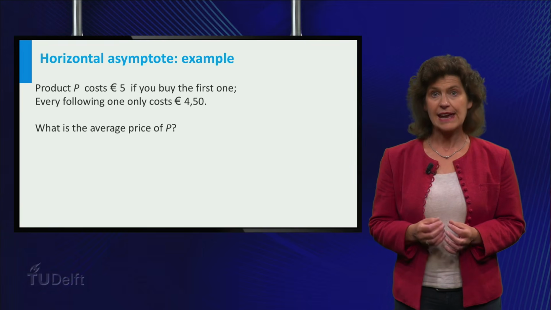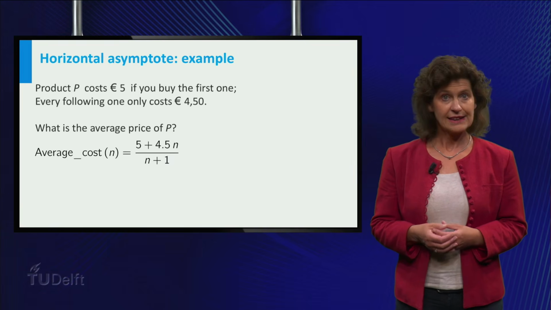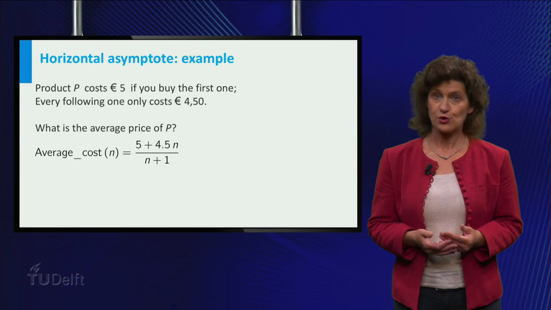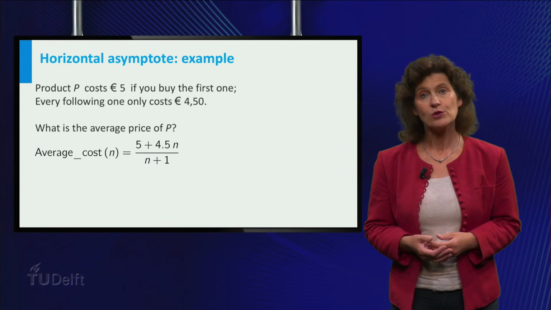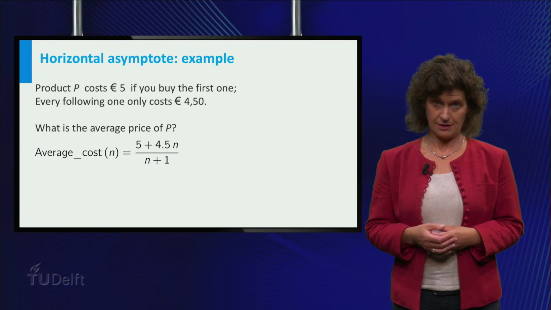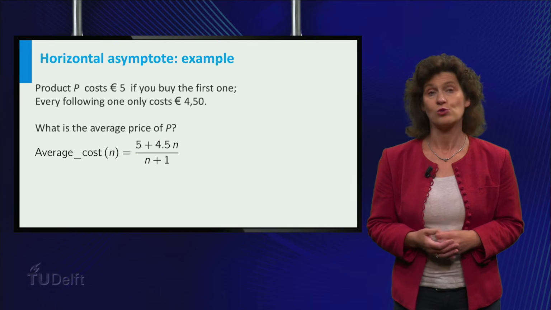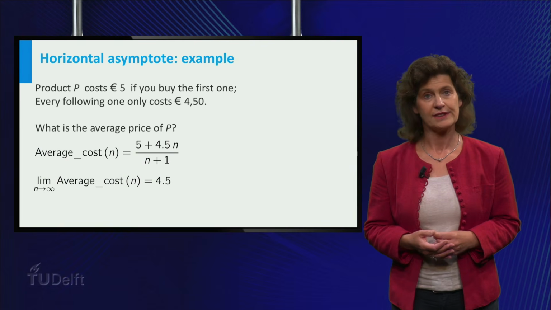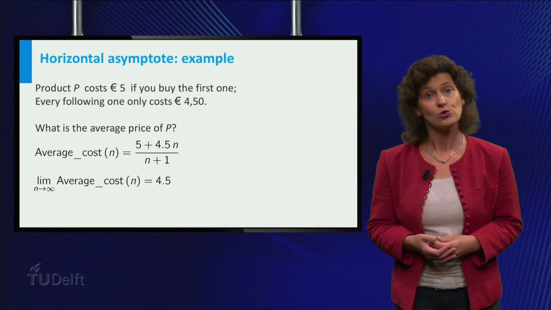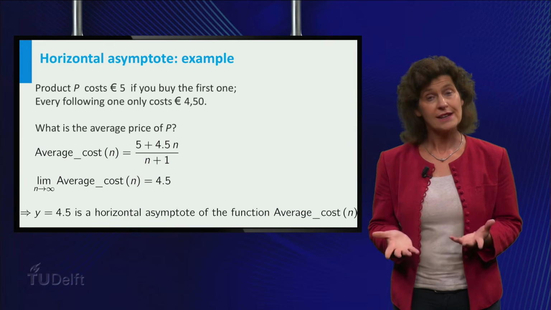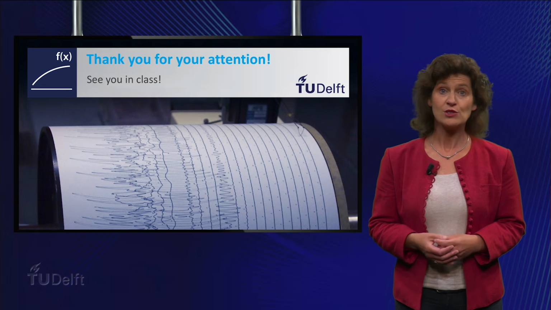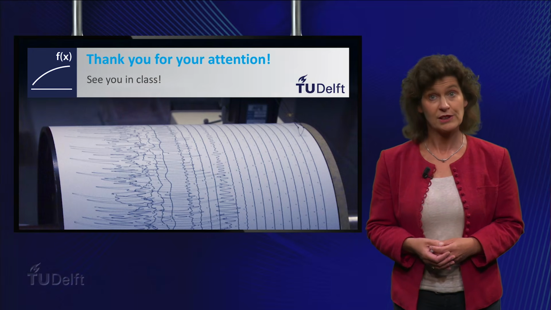Suppose you buy n extra copies of the product P, then the average cost of a product P is captured by the formula: average cost as a function of n is equal to 5 plus 4,5 times n, divided by n plus 1. From this, you may conclude that the limit of n goes to infinity of average cost as a function of n is equal to 4.5. So y is equal to 4.5 is a horizontal asymptote. Now practice the notion of horizontal asymptote to get familiar with it yourself.